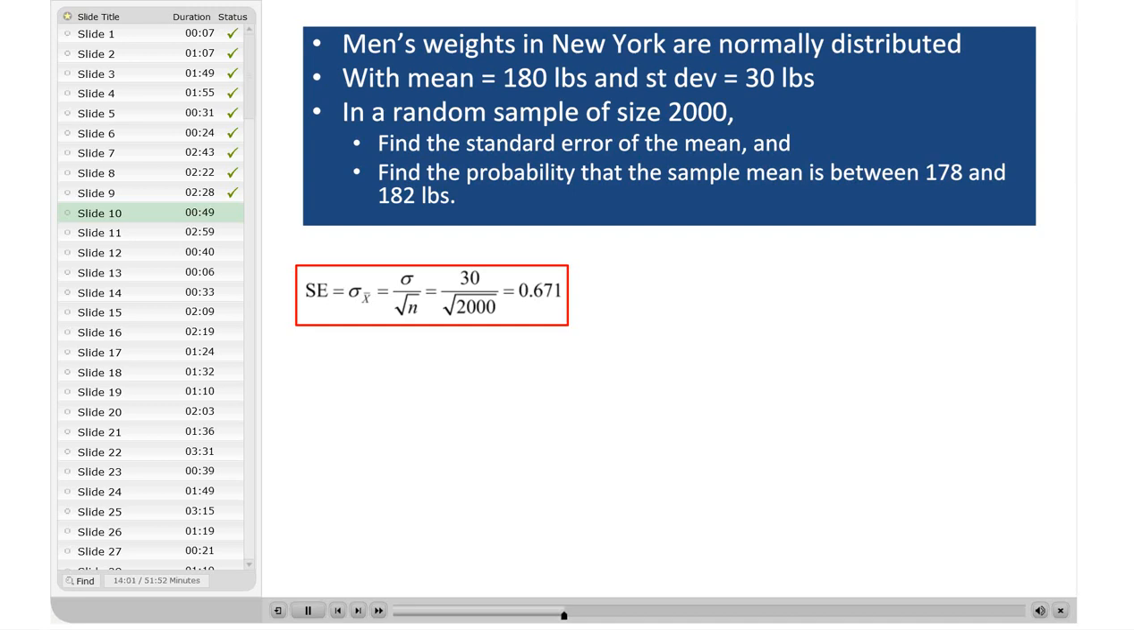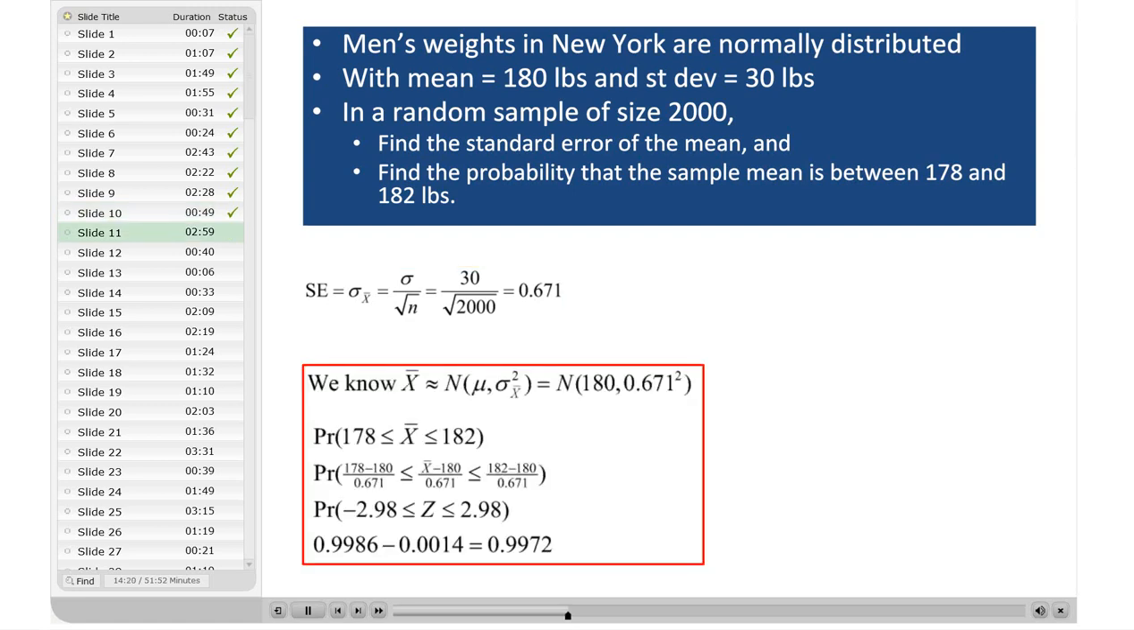So the first thing we're going to do here is find the standard error of the mean, and we already did that on the previous slide. The standard error is the number SE. It's the same thing as sigma sub X bar. The formula for that is sigma divided by the square root of n. So we take the standard deviation of 30, divide by the square root of 2000, and we get 0.671.